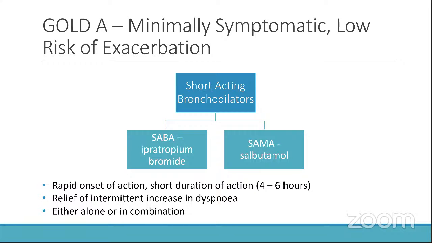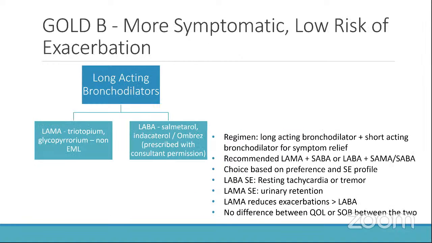Short-acting bronchodilators have a rapid onset of action. However, the duration of action is limited to 4 to 6 hours. Both SAMAs and SABAs can either be used alone or in combination. GOLD B patients are more symptomatic but have a low risk of exacerbation. These patients should receive a long-acting bronchodilator in conjunction with a short-acting bronchodilator for acute dyspnea relief.